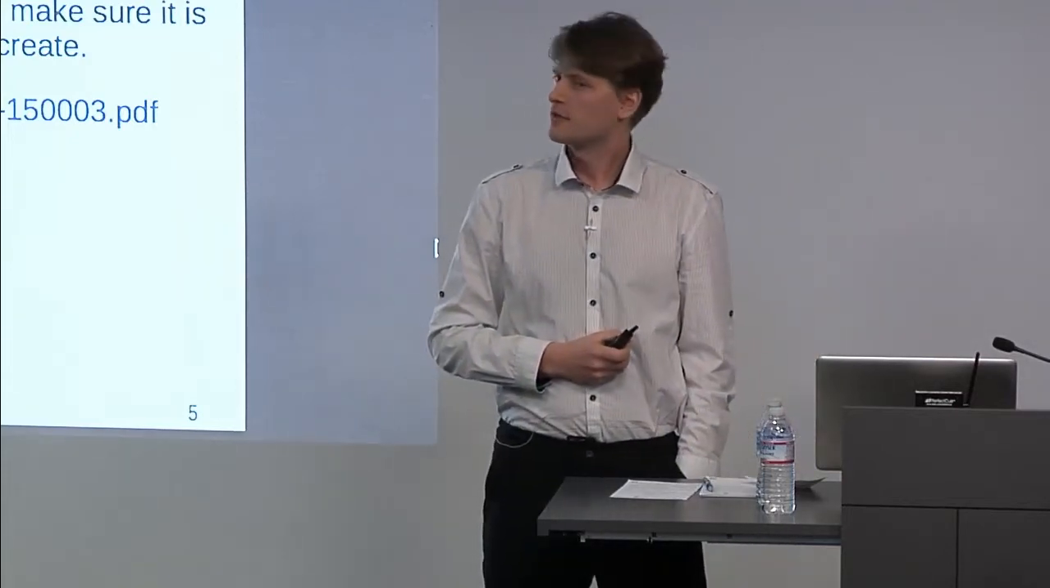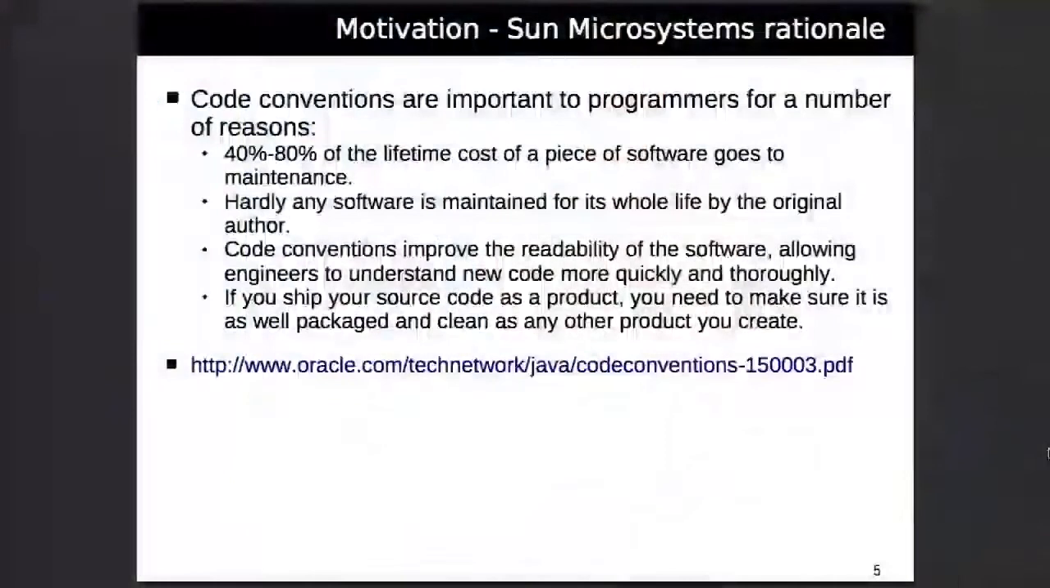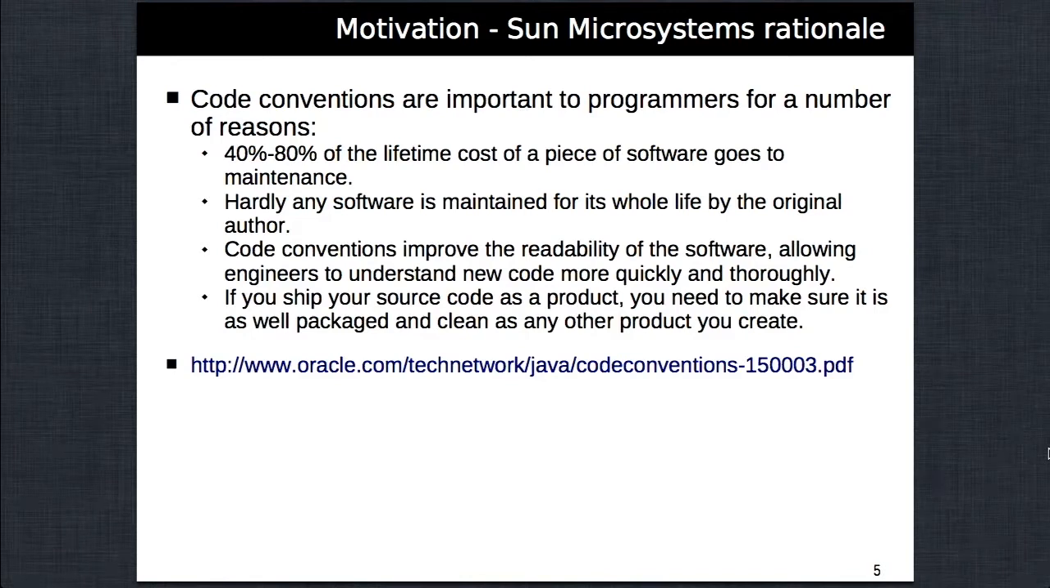But having a large code base in D also let us think about several coding conventions we have. We want our code to look similar. So we checked out the Sun Microsystems rationale, and they said, well, code conventions are quite important for programmers for a number of reasons. They mentioned the maintenance costs, 40 to 80%. I think that's quite low. I think we have much more of the lifetime costs for software.